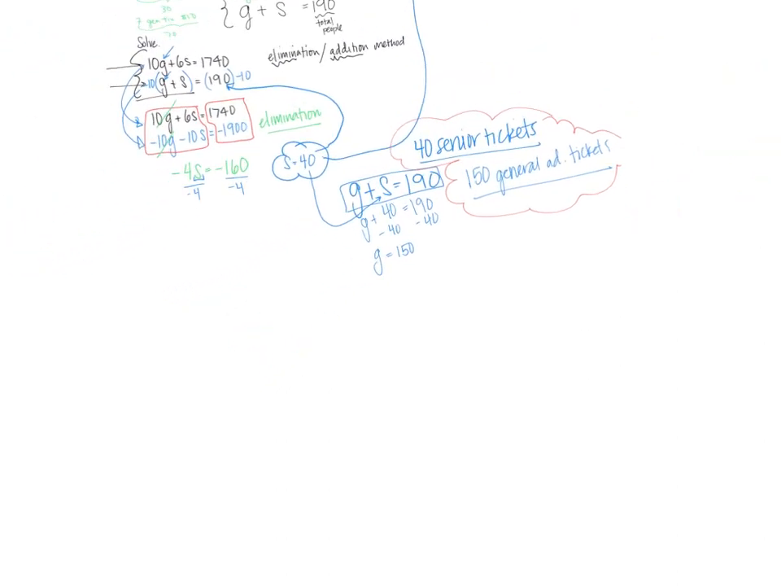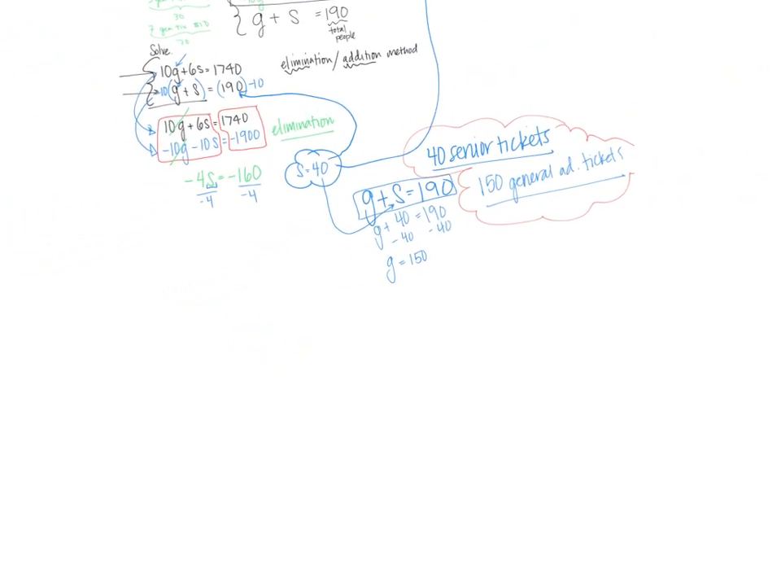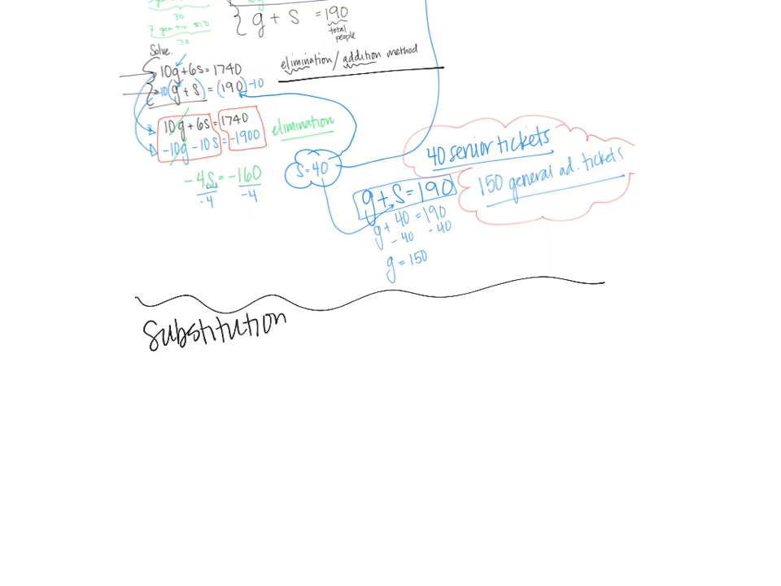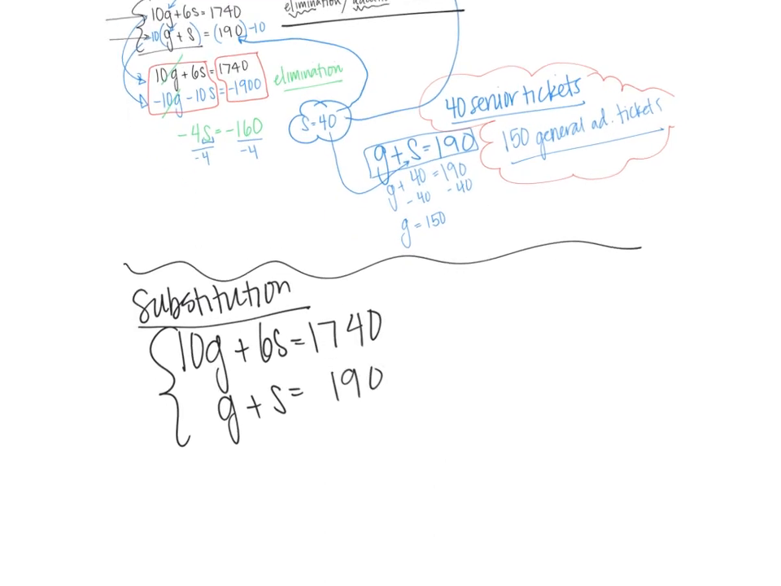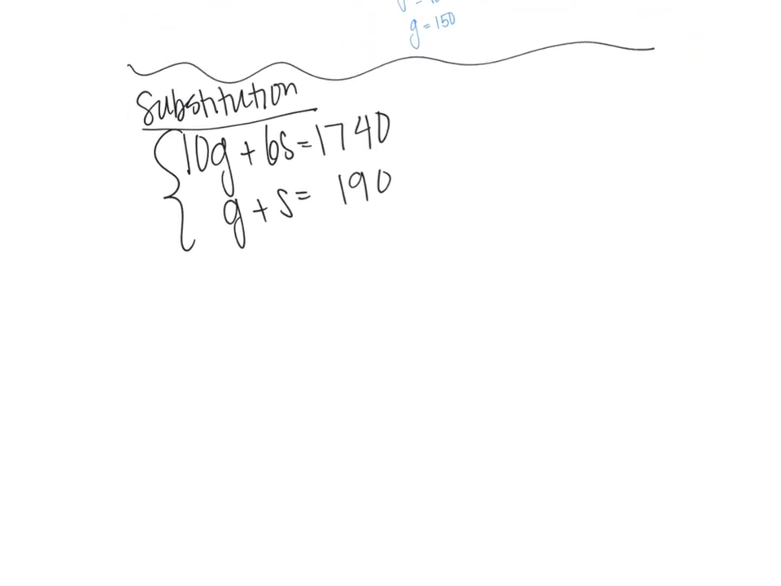So we have one other method to solve besides elimination, and that other method is called substitution. And so we're going to take the same system, 10G plus 6S equals 1740, and G plus S equals 190, and solve that using this method of substitution. We should get the same answer, it's just a different method.